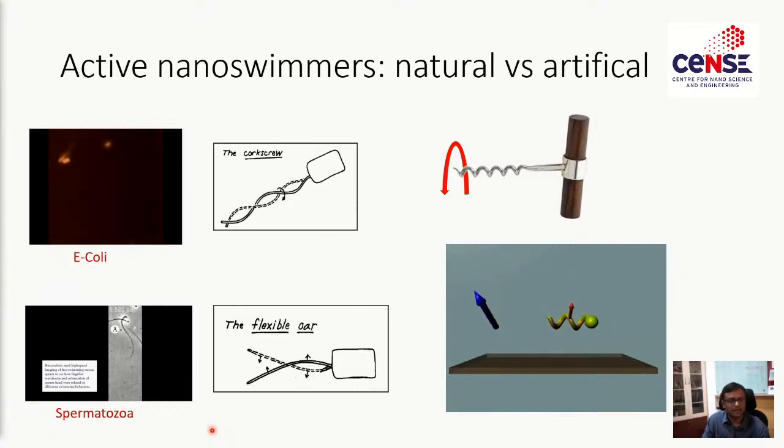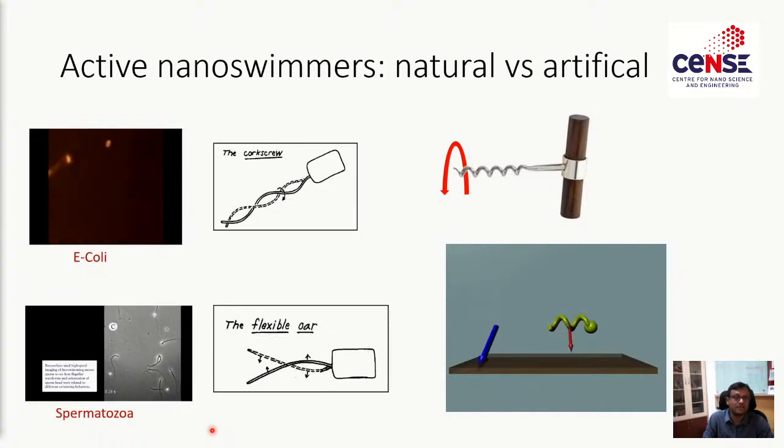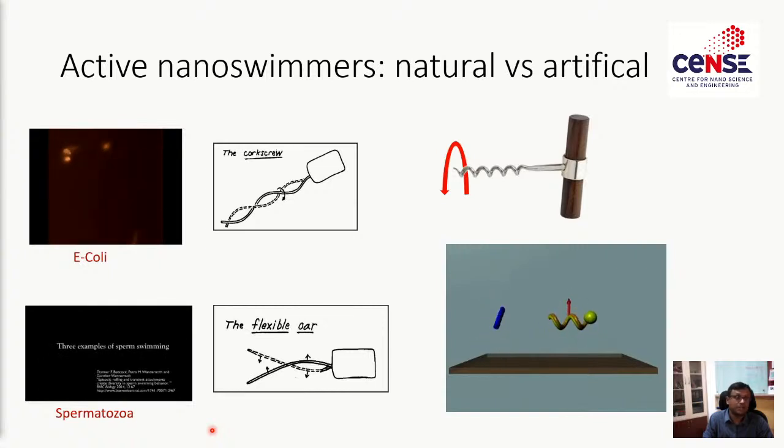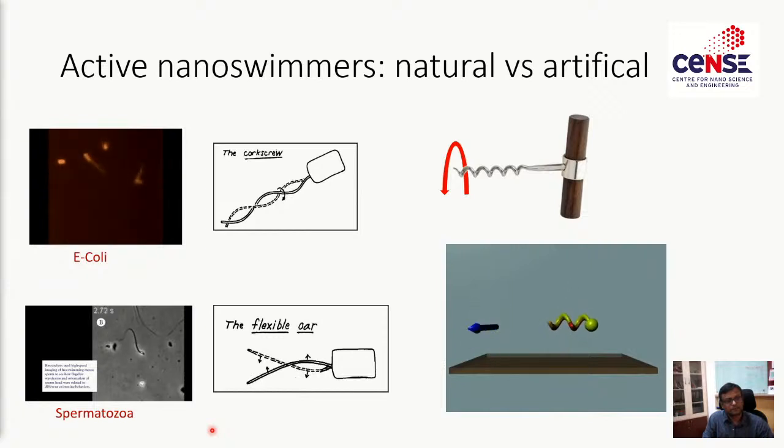Okay. So Ambarish, shape is quite important, is what you're saying, is it? Absolutely. In this particular case, the reason why, when you rotate it using a magnetic field, it translates is because of the helical shape. If you did not have the helical shape, they would not be able to move in a certain direction. And the direction of motion is given by the direction of rotation as well as the handedness of the helix.